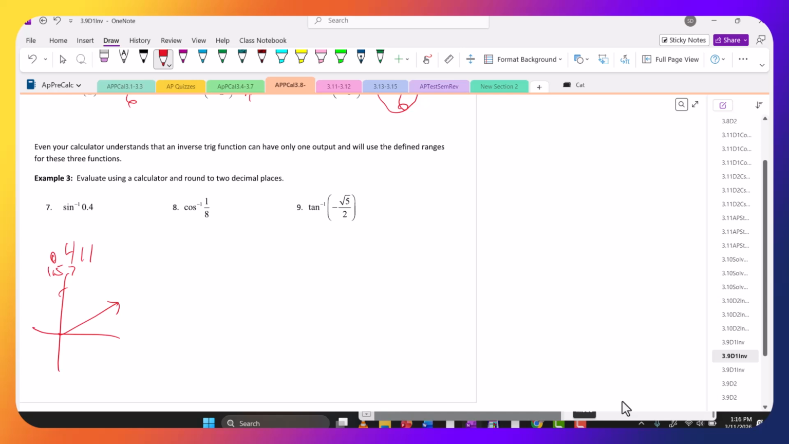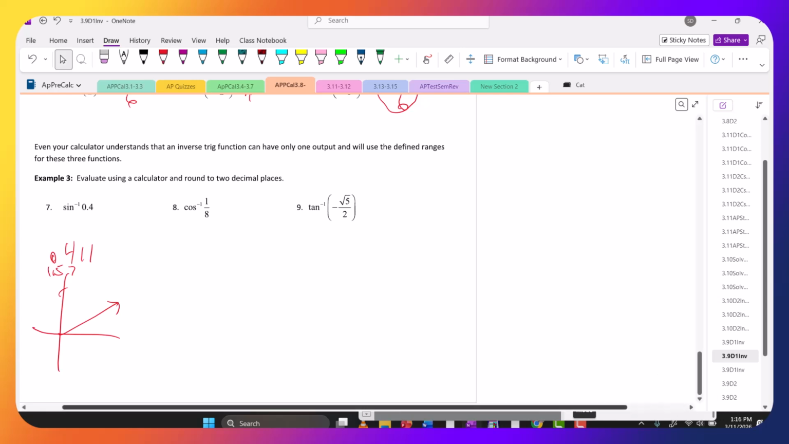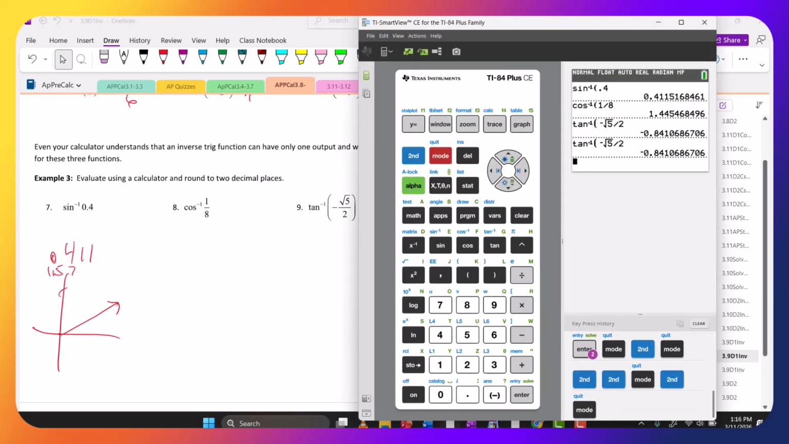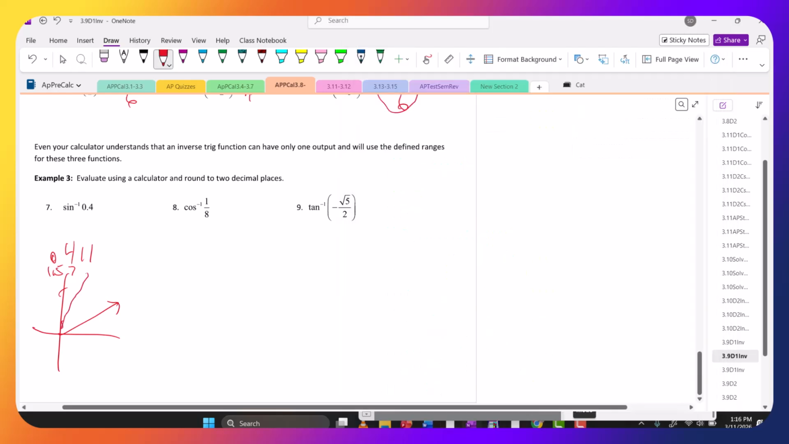The next one, inverse cosine of pi over 8. This is an angle measure, and it's 1.44. 1.44 is like right here. It's still in quadrant 1.